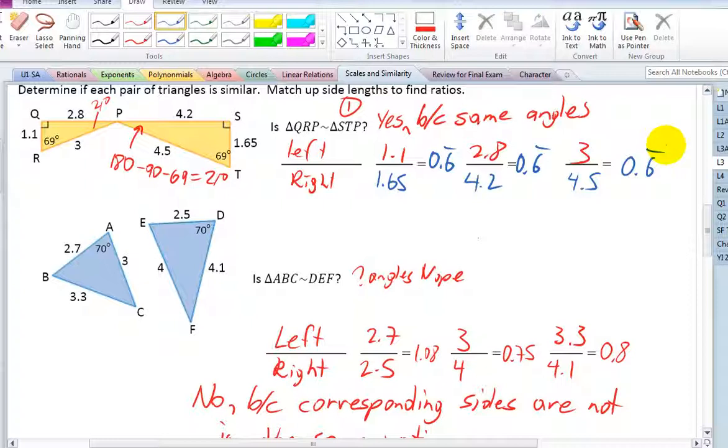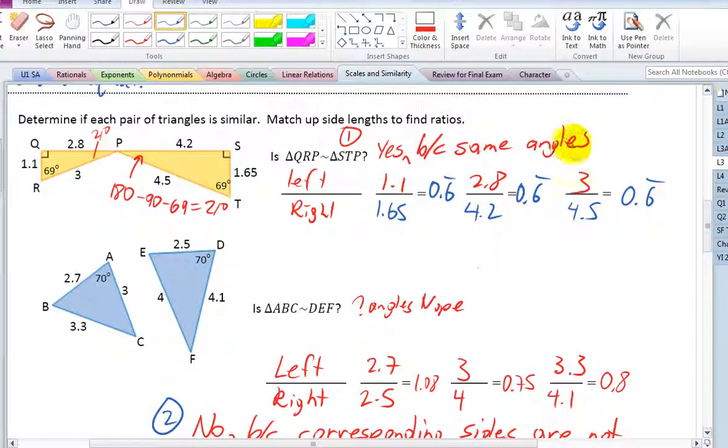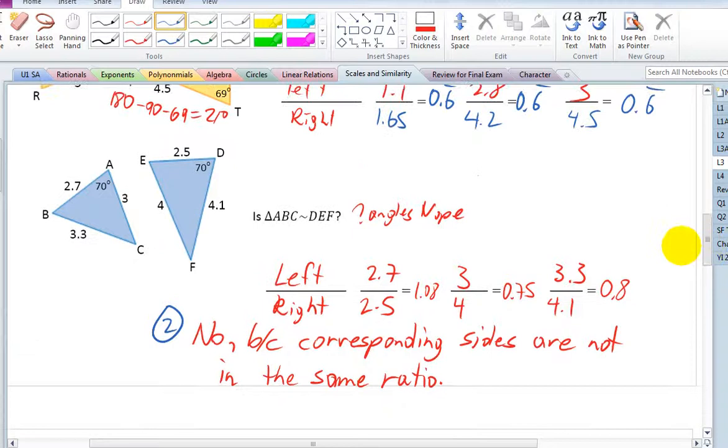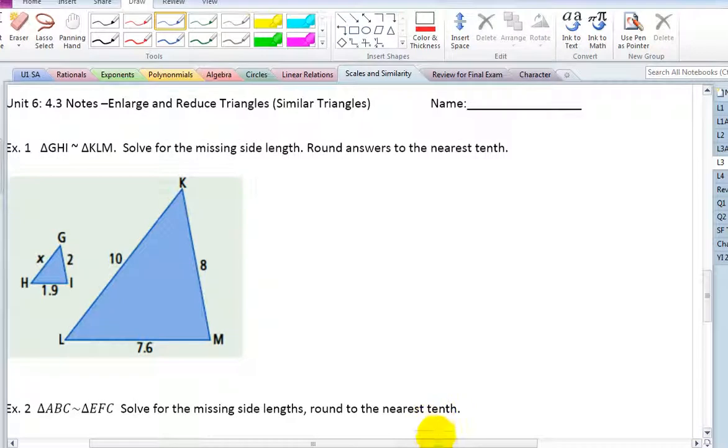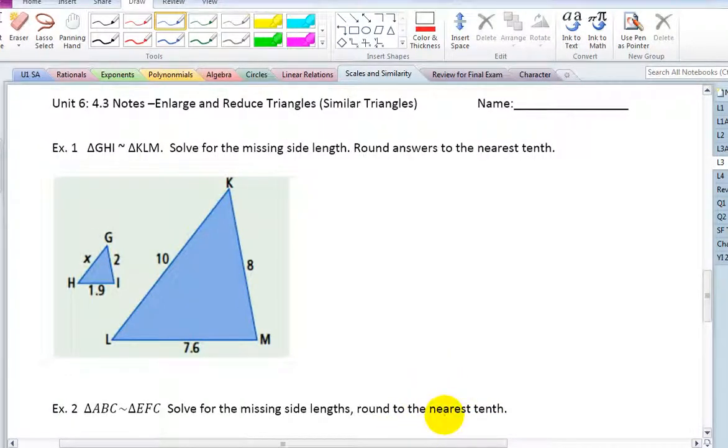All right. So this would be reason number 2. Reason number 1 is yes, because they have the same angles. But if you don't know the angles, then you check out the sides. Okay, turn it over. You're going to have to draw this diagram. So, write this out. I'll highlight what you need to write. Write down triangle GHI is similar to KLM. And then you need to draw your diagrams. That's all I would do. Just draw your diagrams. I'll write that out.